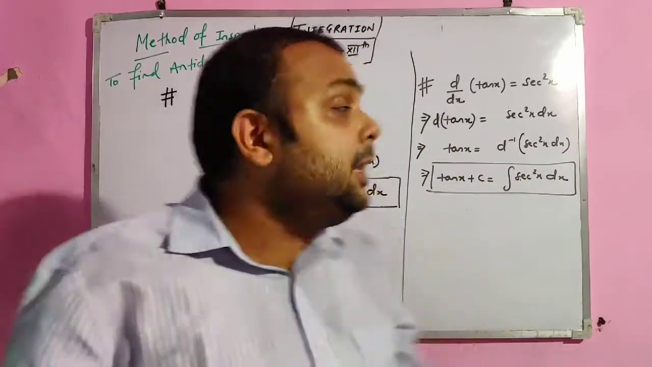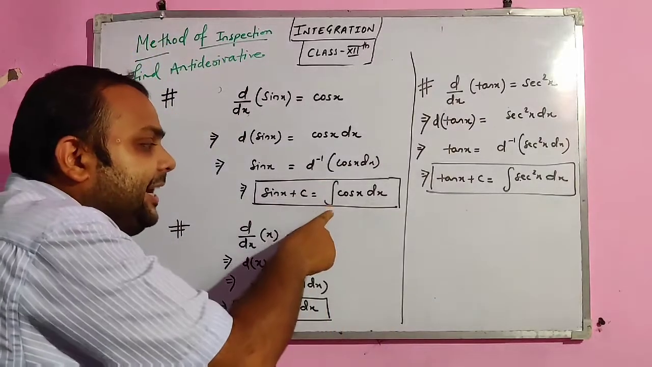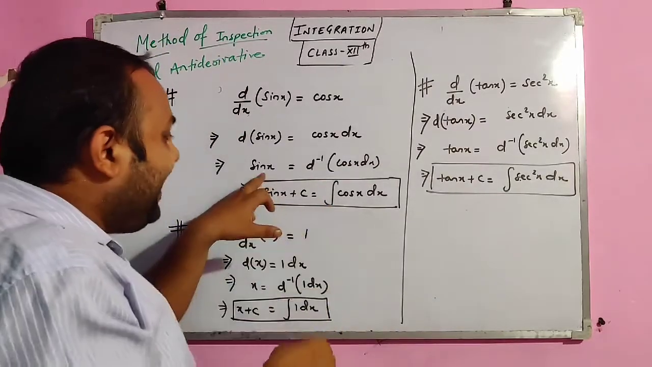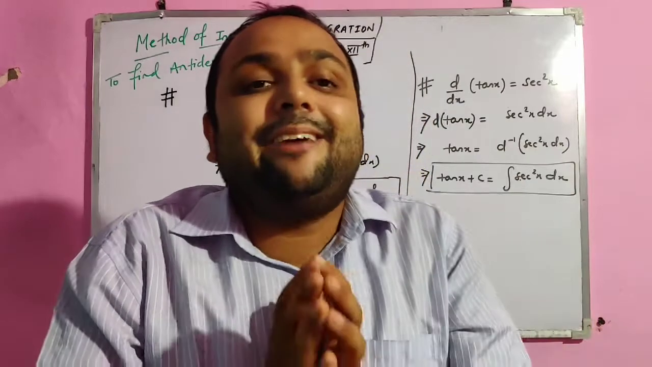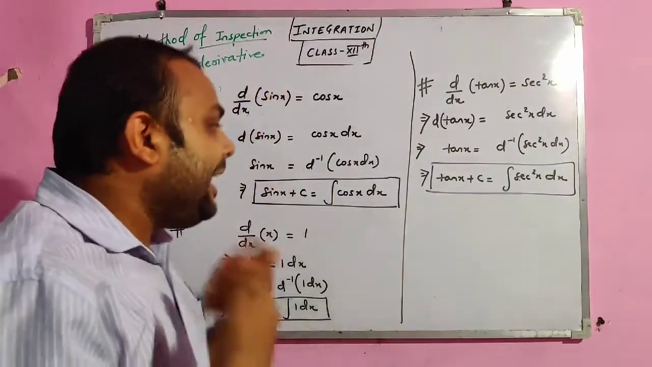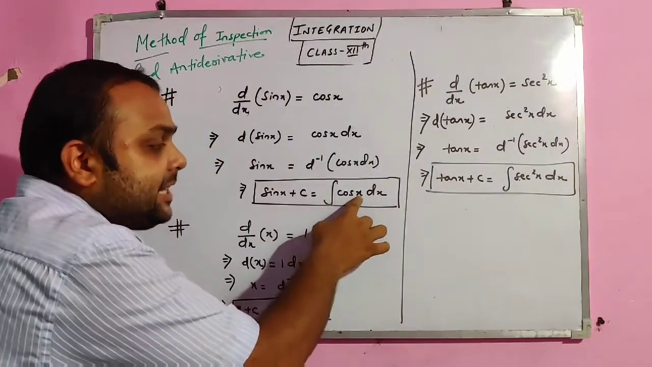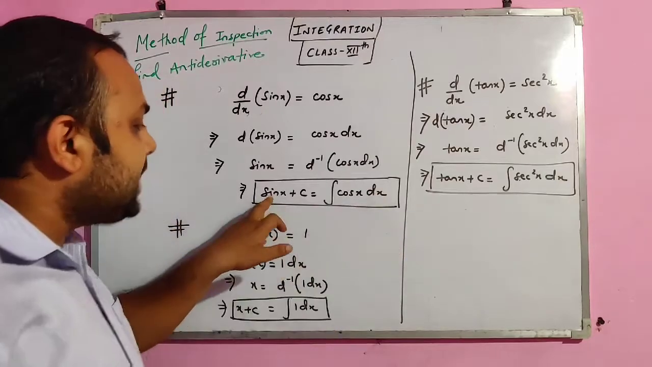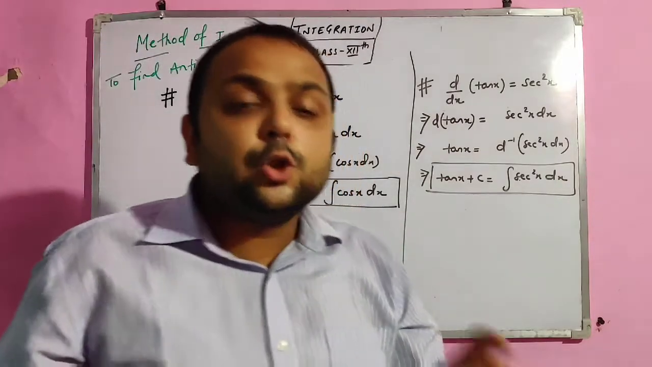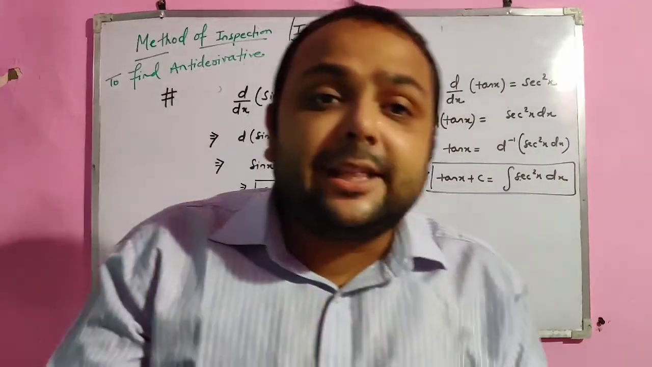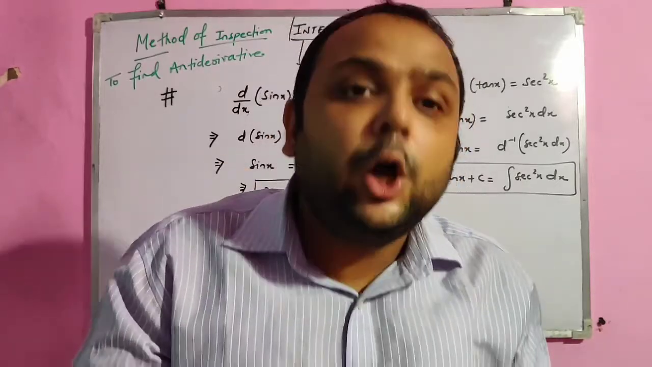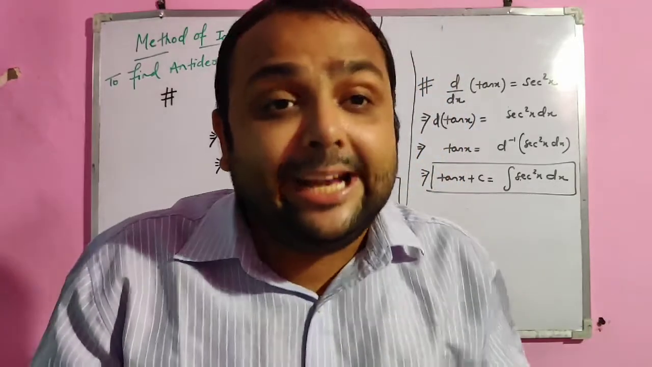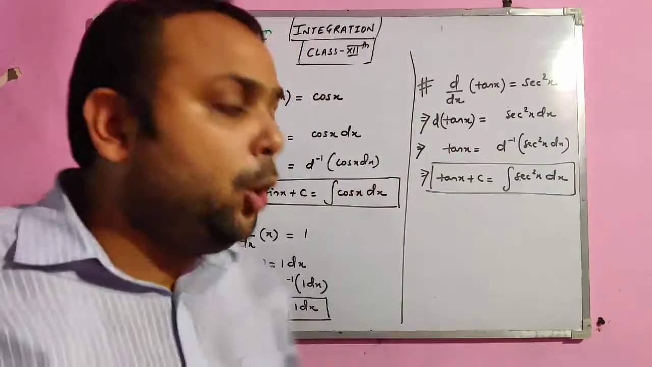So what I have done, in place of this I will write integral. And with the sin x I have written plus c because it does not have any range. So what I get is the integration of cos x with respect to dx is equal to sin x plus c. So this method is called the method of inspection to find out the antiderivative, or the method to find out the integration. We'll see one more.